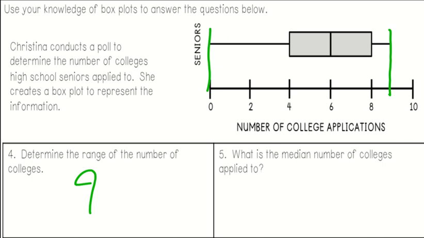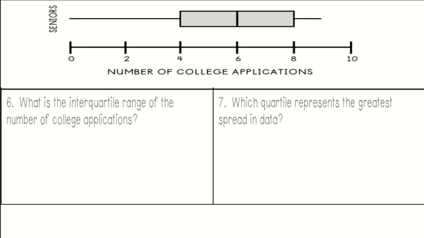All right, now we need the median. Who can tell me the median? Sarah E. 6 is correct. Median is that middle line on our box. So we got our median, median 6. Number 6 here, the interquartile range. Who can give me interquartile range? Kyle? 4 is correct. Interquartile range is Q3 minus Q1.